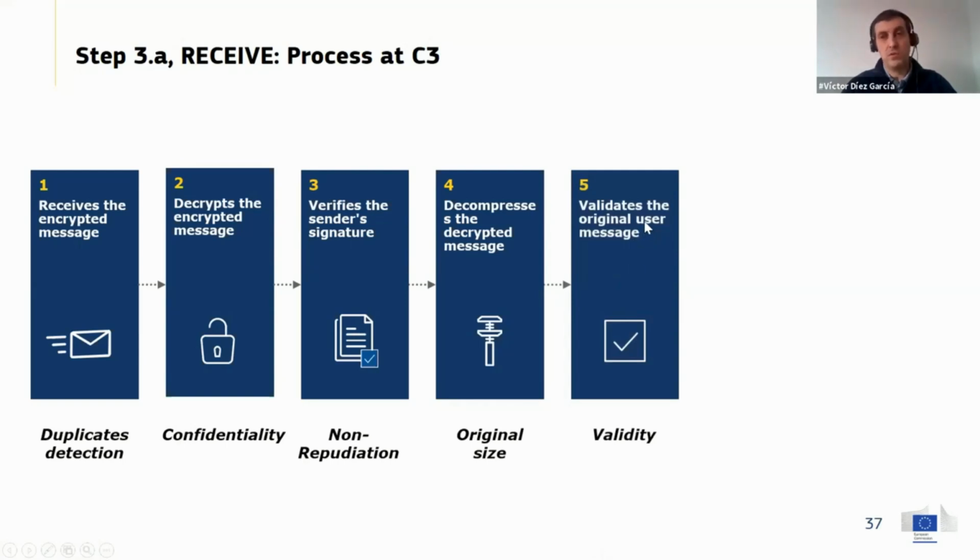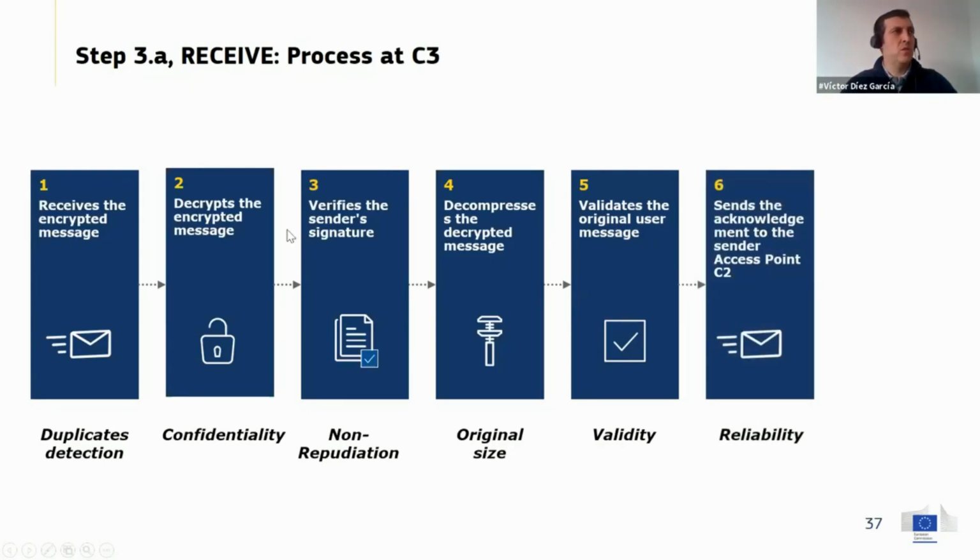Basically, it will look into its own PMode configuration that this user is a valid user that is expected to send messages. And once all this validation has happened, it will send back the acknowledgement to C2, to the corner 2. As Bogdan explained earlier, this acts as a non-repudiation receipt, meaning that the receiver access point cannot deny that it has received this message.